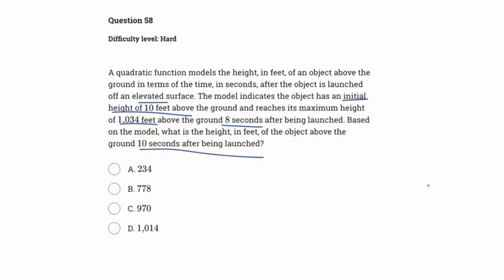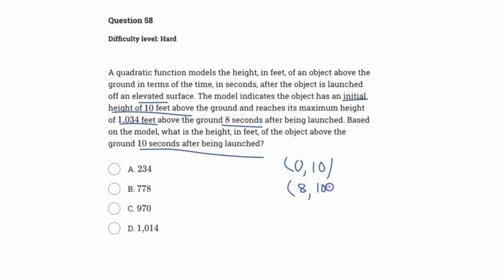So a really easy way to solve this problem is just to use Desmos, right? I know, it's crazy. Desmos is so easy to use. The only problem here is you have to do a little extra thinking, because they don't give you all the coordinate points that you need. We do know a couple things. We know that the initial height is 10 feet above the ground, so when x is 0, we're going to have a value of 10. So that's our first coordinate point. And they also give us the maximum value 8 seconds after being launched.